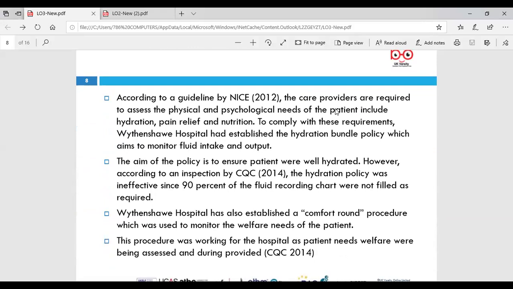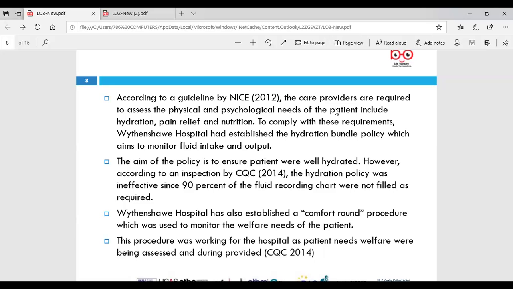According to the NICE guidelines, care providers are required to assess the physical and psychological needs of patients. So they have physical needs, they have mental needs. In order to comply with these requirements, the hospital established the hydration bundle policy, which aims to monitor fluid intake and output on a regular basis. This policy was set up, and then it had to have procedures. Obviously, this policy was to ensure patients were well hydrated.